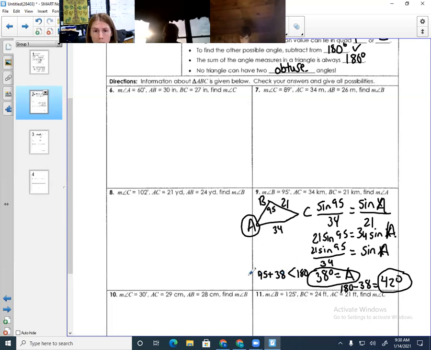So this works. I'm going to put a check mark here. Yes, that worked. Now let's check the other one. I forgot to put one here. Sorry. 95 plus 142. Compare it to 180. Is that greater than 180 or less than 180?